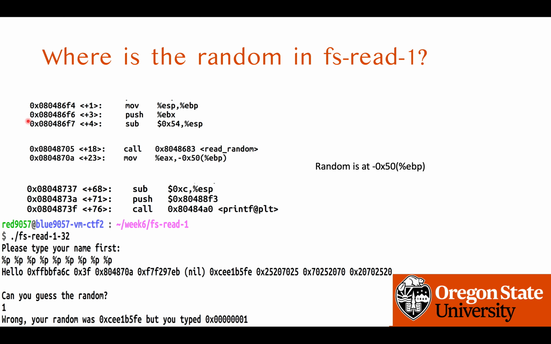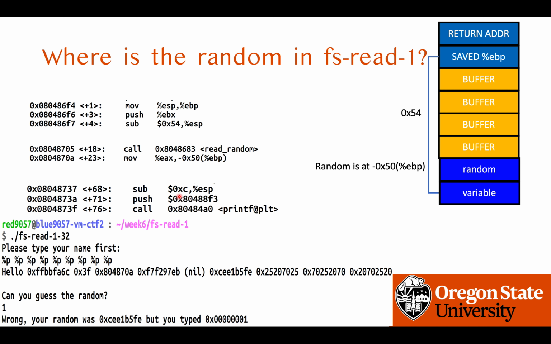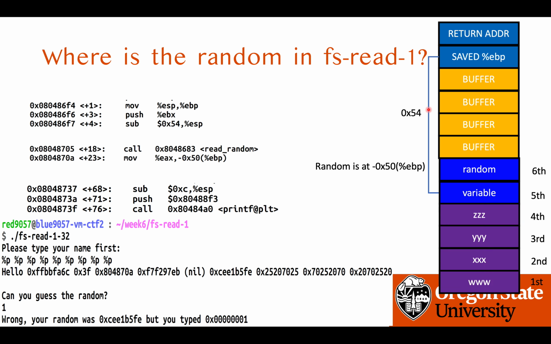This is the disassembly of the format string read 1 challenge, from the read random call. After calling read random, it stores the return value, EAX, to the local variable at EBP-50. So the random value is at EBP-50 in the stack. Our stack configuration would be something like this. This is the saved EBP, this is where this happens, and then it subtracts 54 from ESP, so the ESP moves down like this.